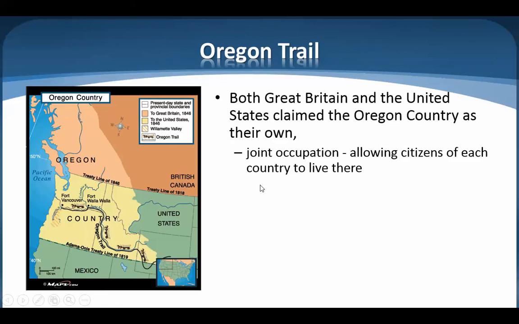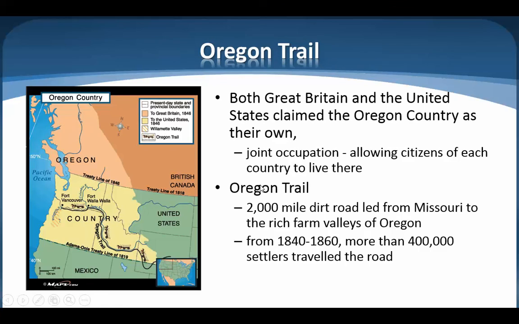So that just leaves two countries in control of Oregon, Great Britain and the United States. It's a joint occupation, so citizens from both countries are allowed to live there. One of the ways that people from the United States would get there, very famously, because there's a great game made after it, is by traveling the Oregon Trail, which is like this 2,000-mile dirt road that led from St. Louis to Oregon. And over like a 20-year period, over 400,000 people are going to travel the trail.